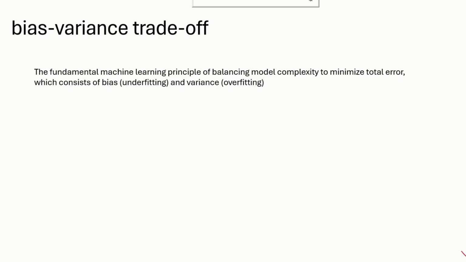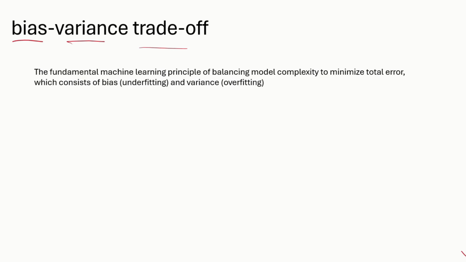So let's start. Today's topic is bias variance trade-off. So what is bias variance trade-off? Here we have bias, variance, and trade-off. It is the fundamental machine learning principle to balance model complexity to minimize total error, which consists of bias, which is underfitting, and variance, which is overfitting.